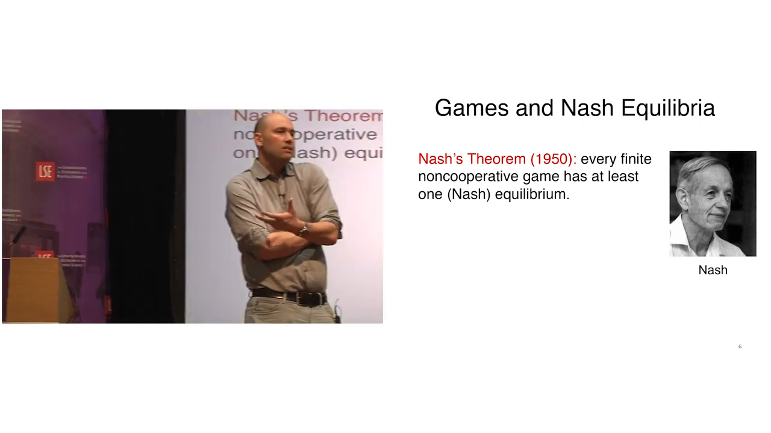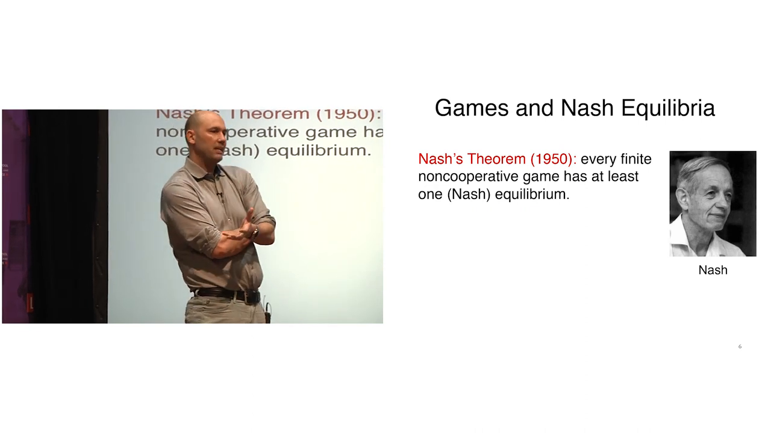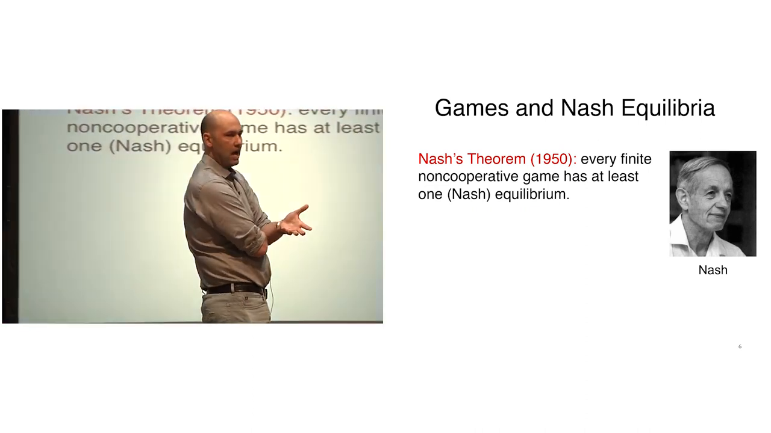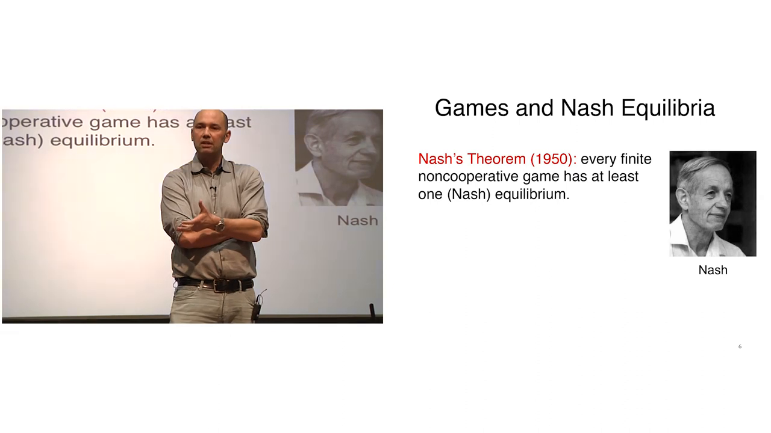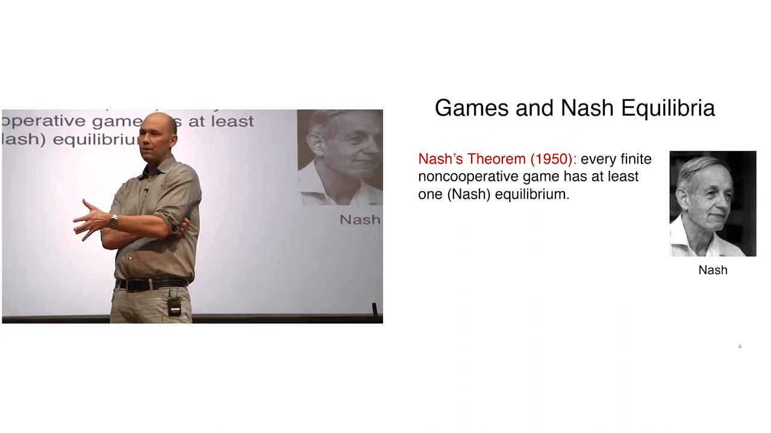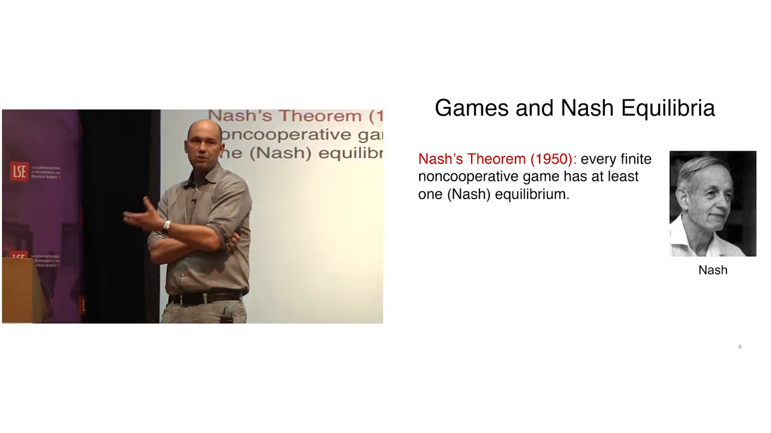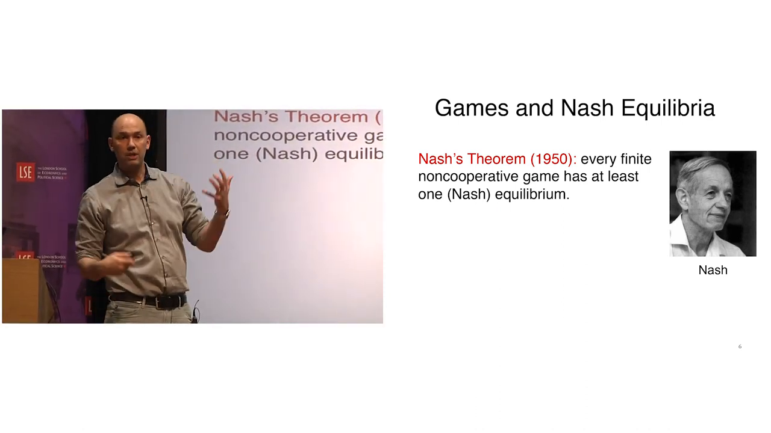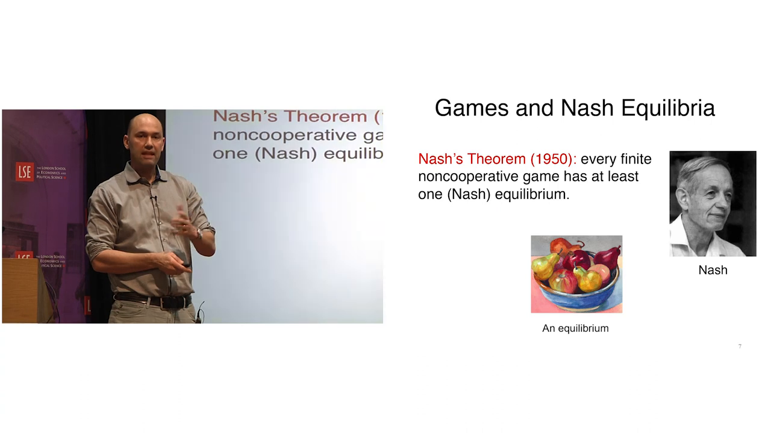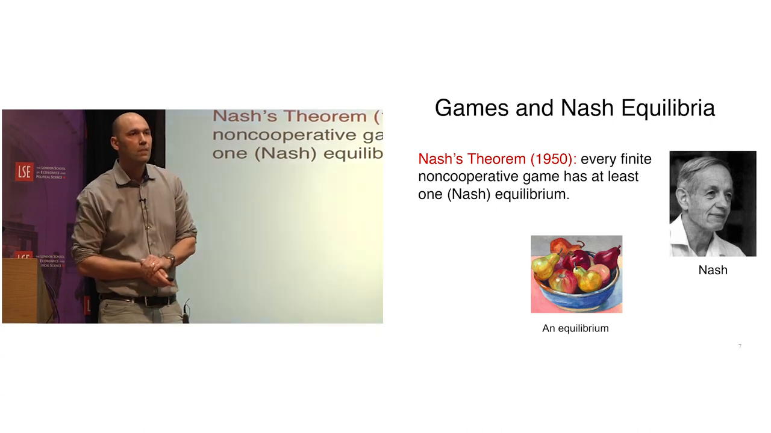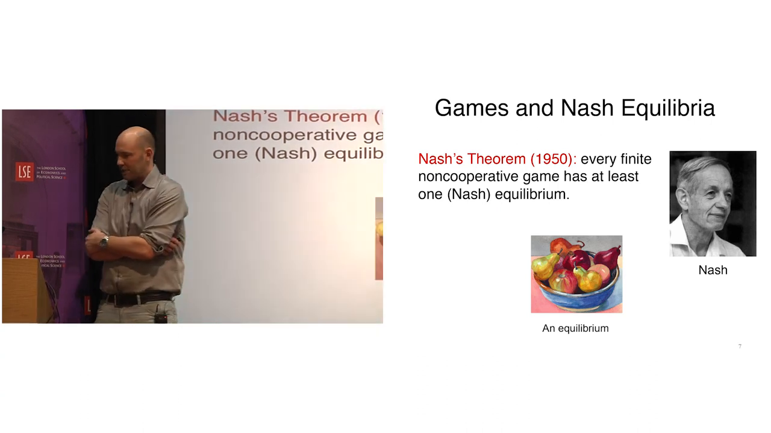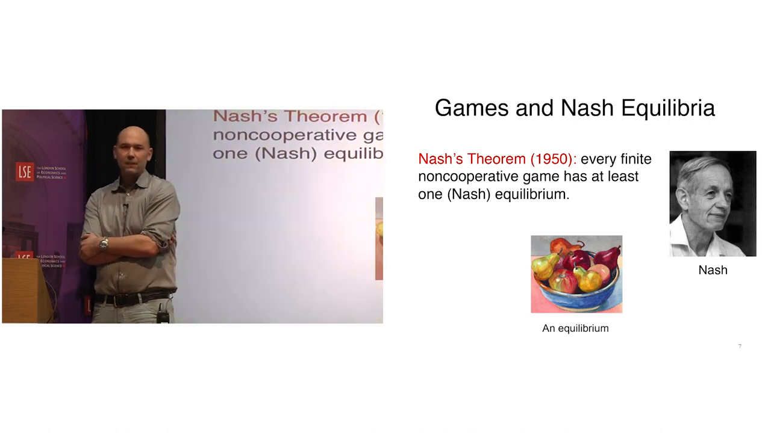So this, in some sense, gave game theorists and economic analysts everything they could possibly want, a universal guarantee of existence. Knowing nothing whatsoever about the details of the strategic situation you care about, you can rest assured that there's at least one equilibrium that you can use to reason about that situation. Okay? So what is an equilibrium exactly?